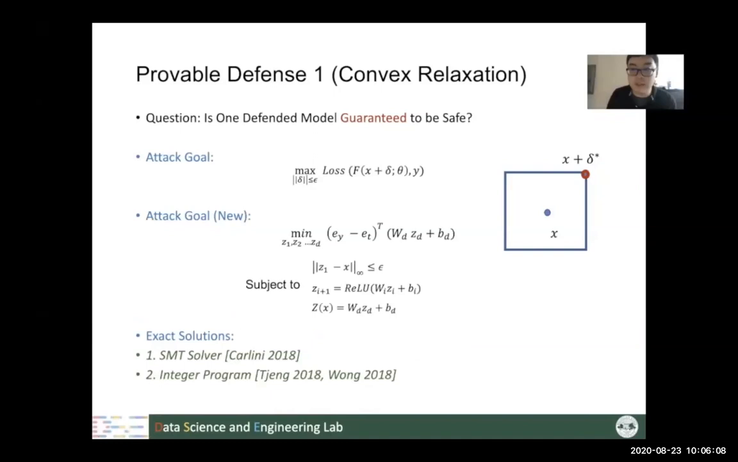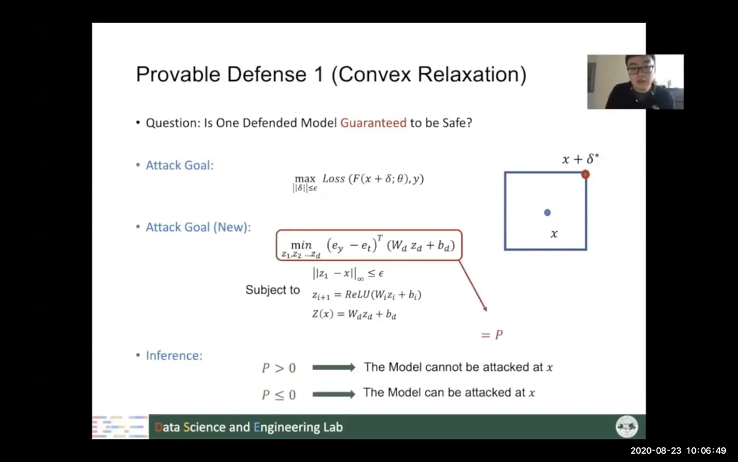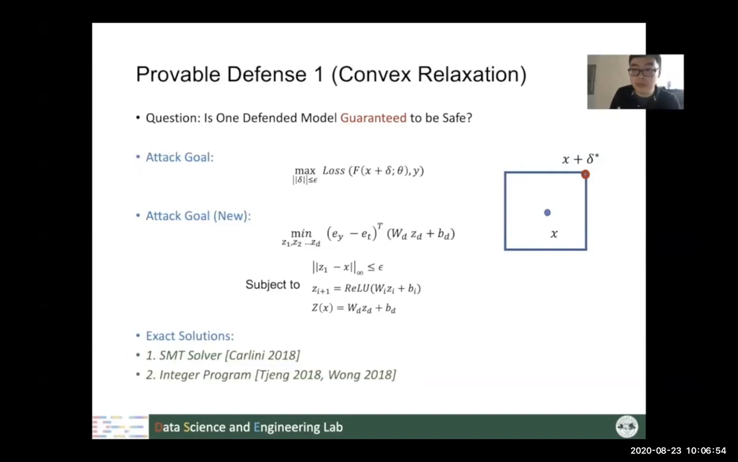For certified defenses, they try to seriously or exactly solve this formalized problem. At this time, we cannot use gradient-based methods to do this attack because they can only give us an approximate solution. Now there are some works that use combinatorial solutions to solve this problem, based on applying an SMT solver or an integer programming solver. In our talk, we don't talk too much about the exact solutions from these two approaches.